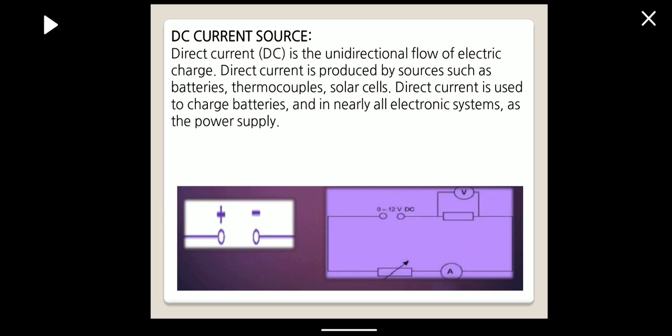Direct current is produced by sources such as batteries, thermocouples, solar cells, etc. Direct current is used to charge batteries and in nearly all electronic systems as the power supply.